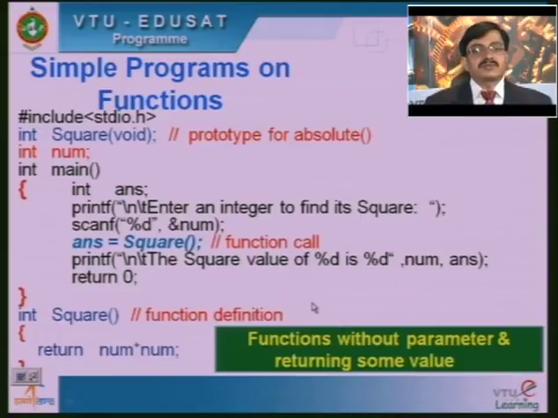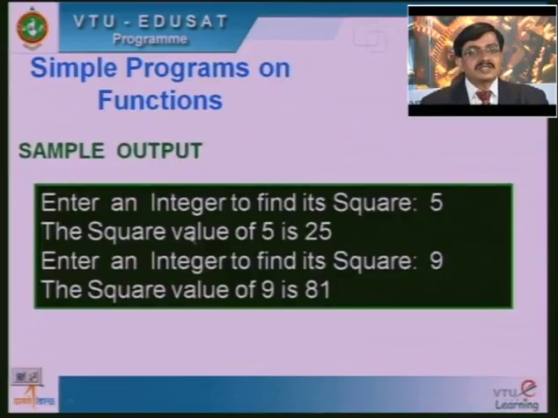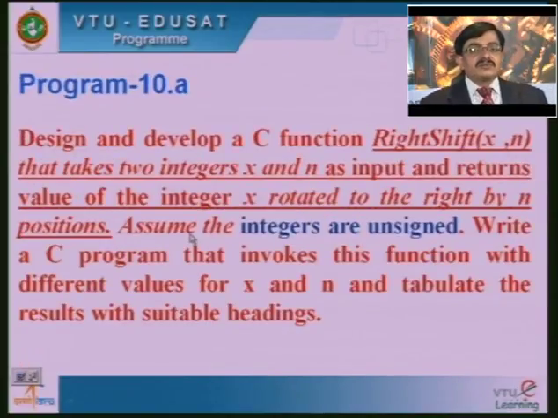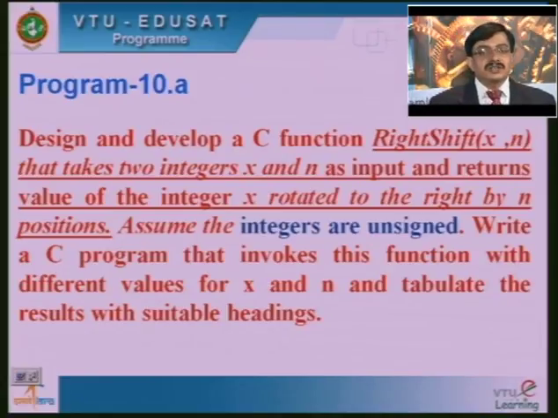So we have seen all 4 categories of functions: with parameter and with return type, with parameter and without return type, and similarly without parameter with and without return types. These are the 4 categories of functions commonly used in programming. In the next class we will see the 10th program, which is to design a user defined function to perform the right shift operation, where we perform right rotation of the bits. What exactly we do in right rotation we will see in the next session.